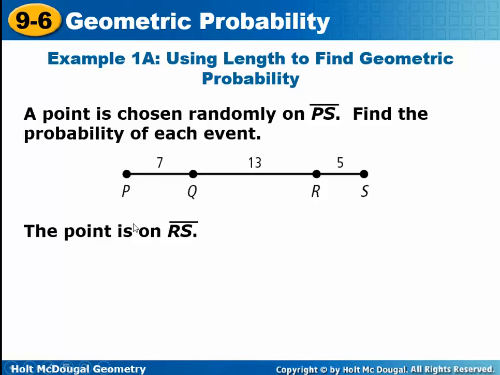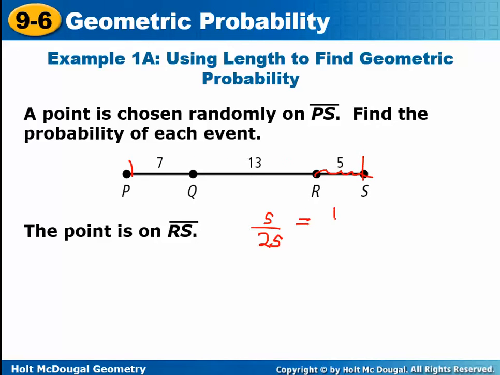All right, so here's our first example. A point is chosen randomly on PS. So this is my whole segment here, PS. They want to find the probability that the point will land on RS, which is just this little piece. So you take the little piece of 5 over the whole segment. Well, you have to add up to get that. 7 plus 13 is 20 plus 5, 25.